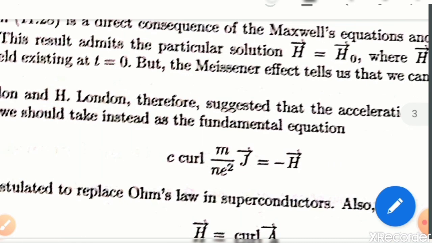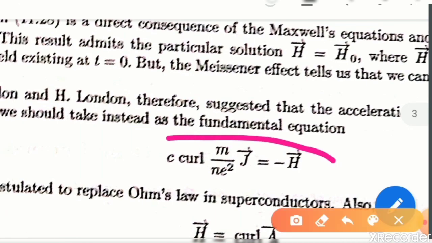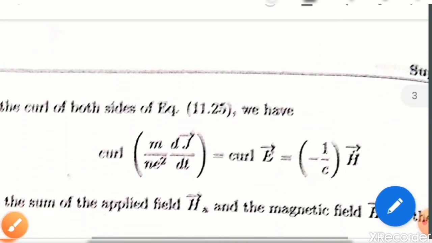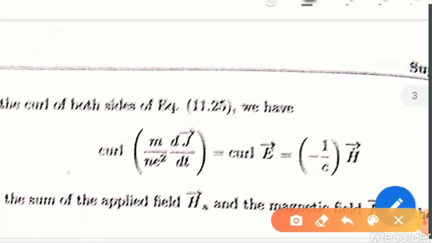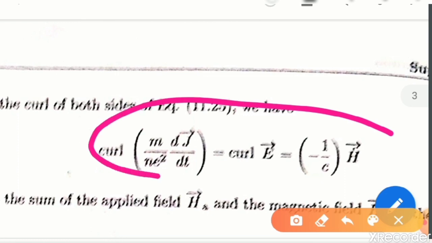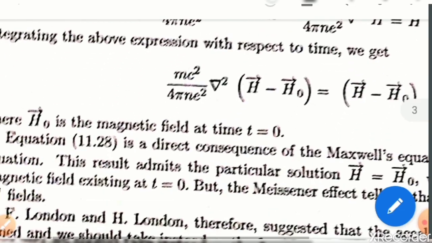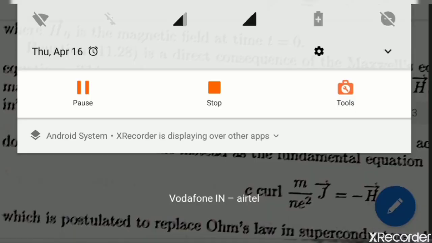Now, using this fundamental equation, which is postulated to replace Ohm's law in superconductors also. Now H is equal to curl of A, where A is a vector potential. Therefore the equation converts to this much. Now we can compare this equation on both sides and we can have the value of A.